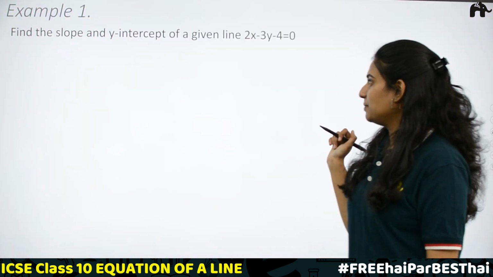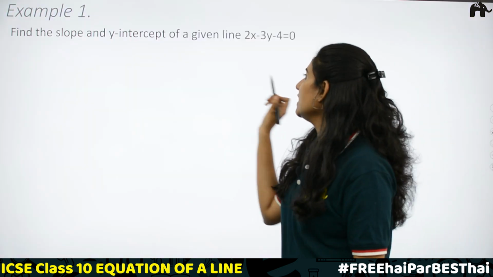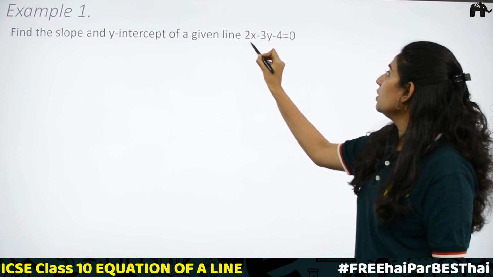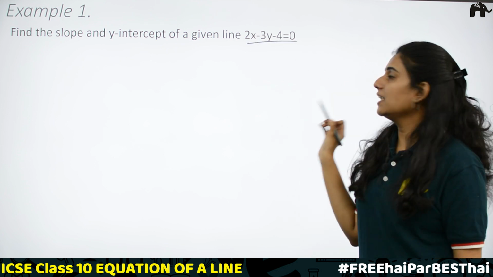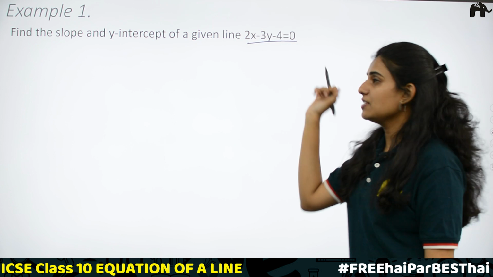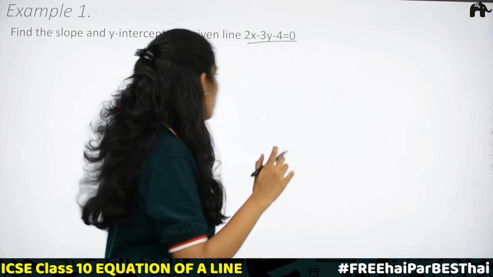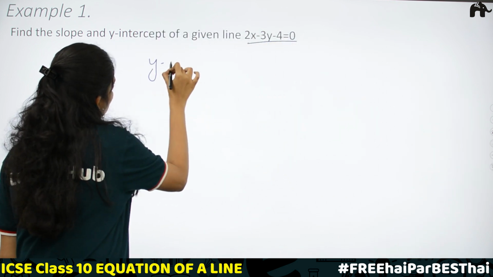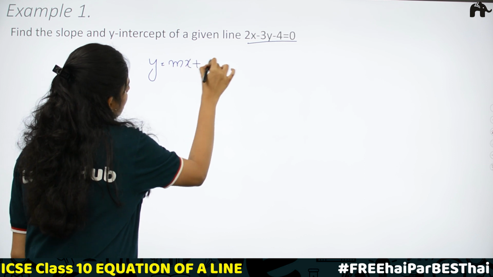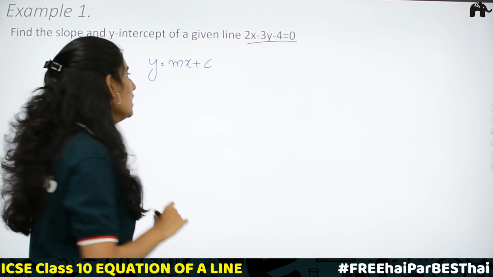Let us take an example. Find the slope and y-intercept of the given line 2x minus 3y minus 4 is equal to 0. First, we have to convert this into the form y is equal to mx plus c, that is the slope-intercept form.